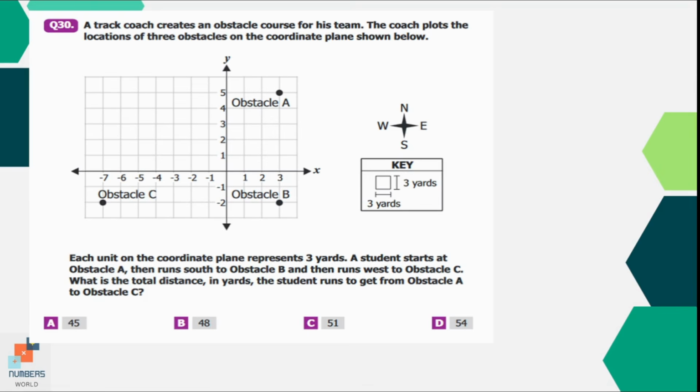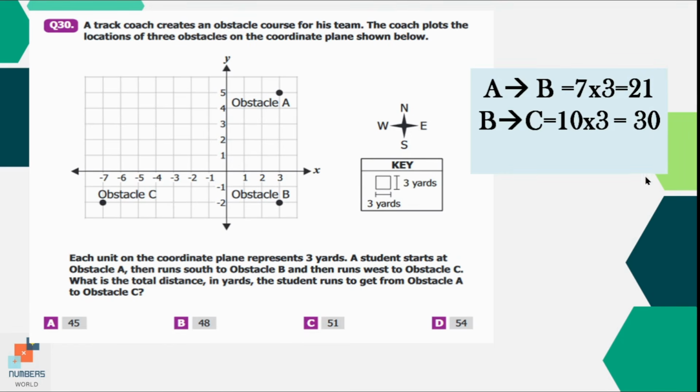So if we look at obstacles A and B, there are 7 units between these two, and each unit is 3 yards. So we will multiply 7 by 3, that is equal to 21 yards. Now from obstacle B to obstacle C, there are 10 units and each unit is 3 yards. So 10 threes are 30. We are going to find the total: 30 plus 21 is equal to 51. So the student has to run 51 yards from obstacle A to obstacle C. Option C is the correct option here.